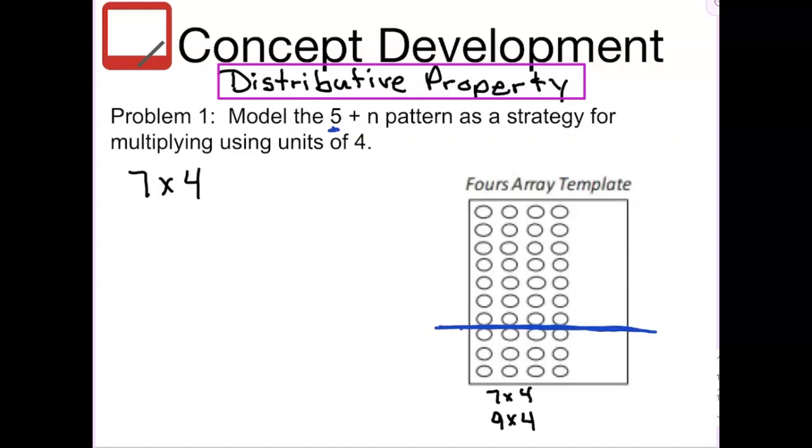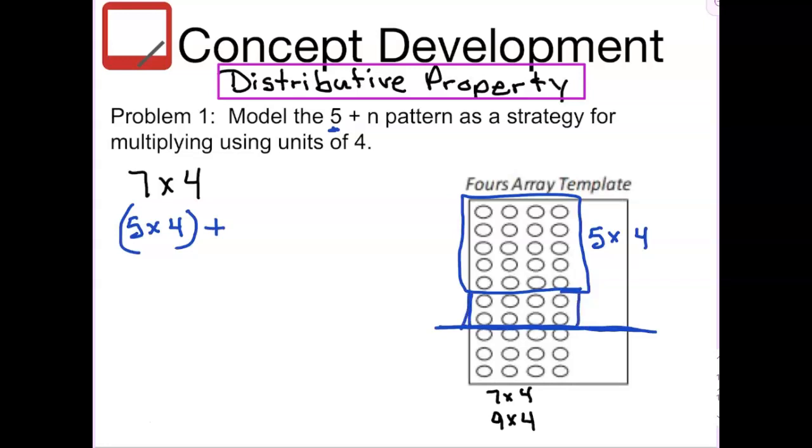So 1, 2, 3, 4, 5. I'm going to put a box around them so that I know that's what I'm looking at. So that's 5 rows times 4. I'm going to put that over here, 5 rows times 4, and I'm going to put those in parentheses. Everybody say parentheses, to show that that goes together. The next thing I'm going to do is take the next 2 rows, because 5 plus 2 equals 7, and I'm going to do 2 times 4 over here.